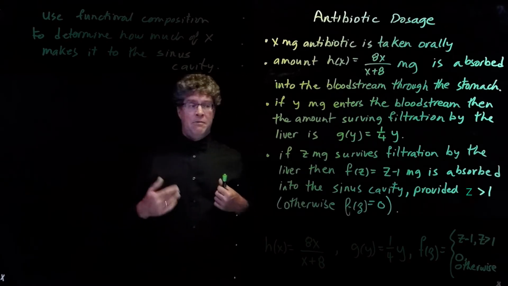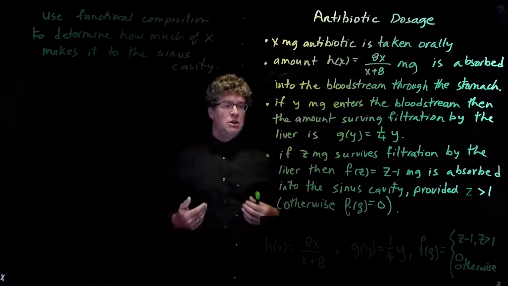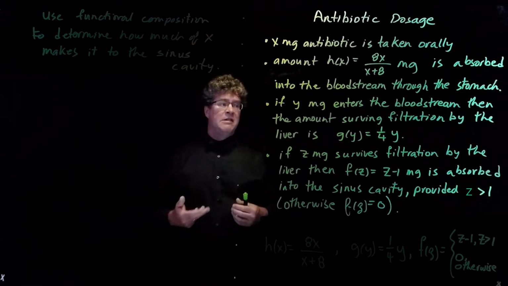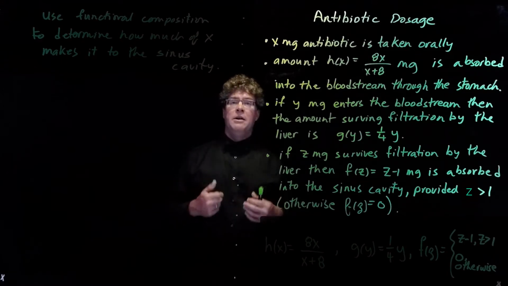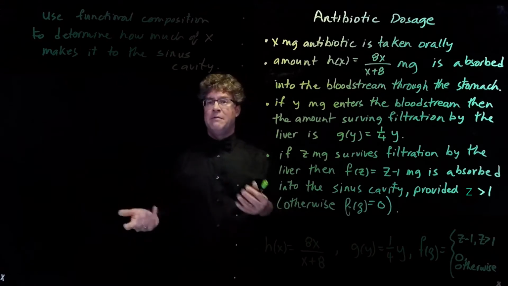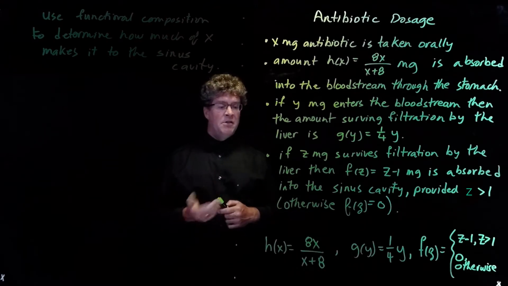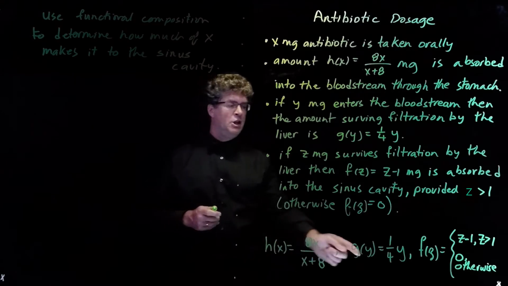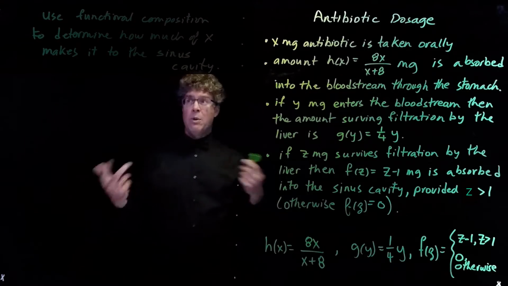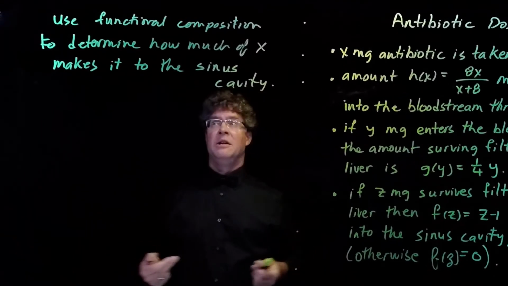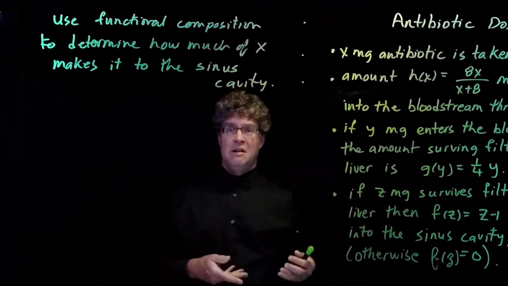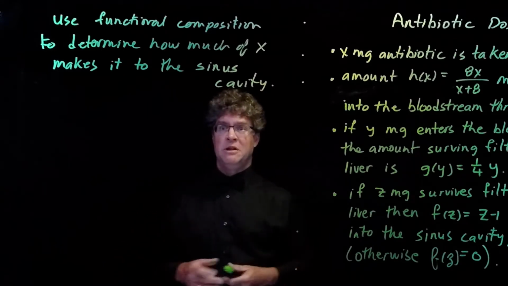Finally, if we have Z milligrams that survives the filtration by the liver, then a certain amount is absorbed into the sinus. In this case, if Z is bigger than 1, F of Z is Z minus 1, and if it's less than or equal to 1, then F of Z is equal to 0. So we have our H of X, our G of Y, and our F of Z given on the bottom there. Now what we want to do is use functional composition to determine how much of that original oral dose gets into the sinus cavity so as to be able to treat the infection.